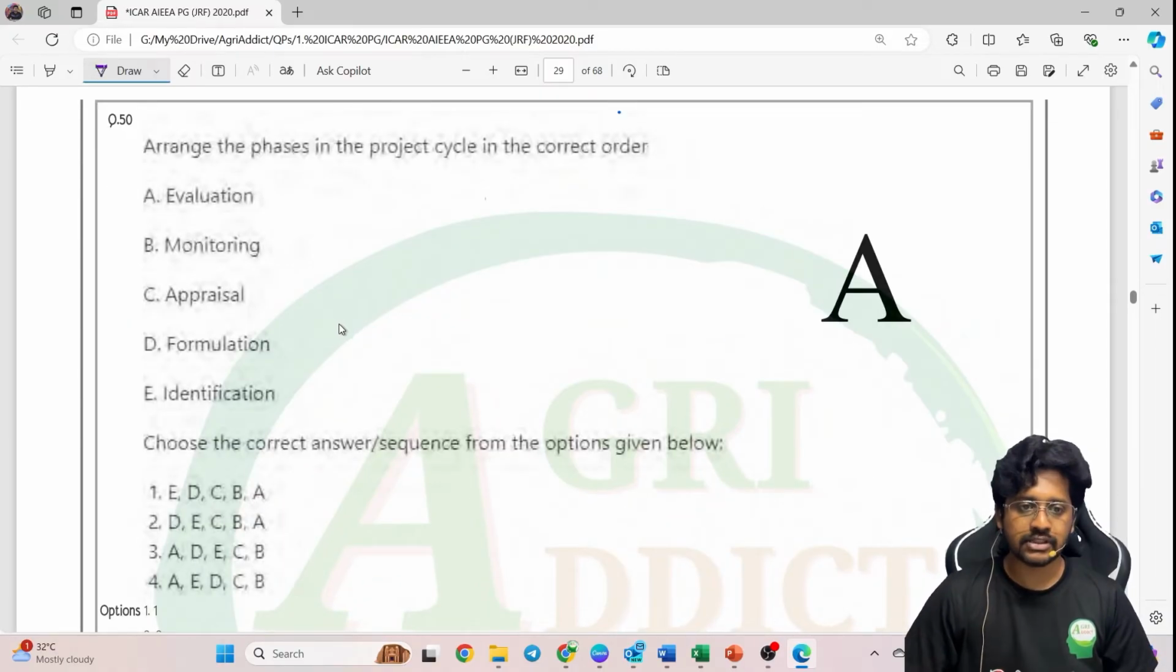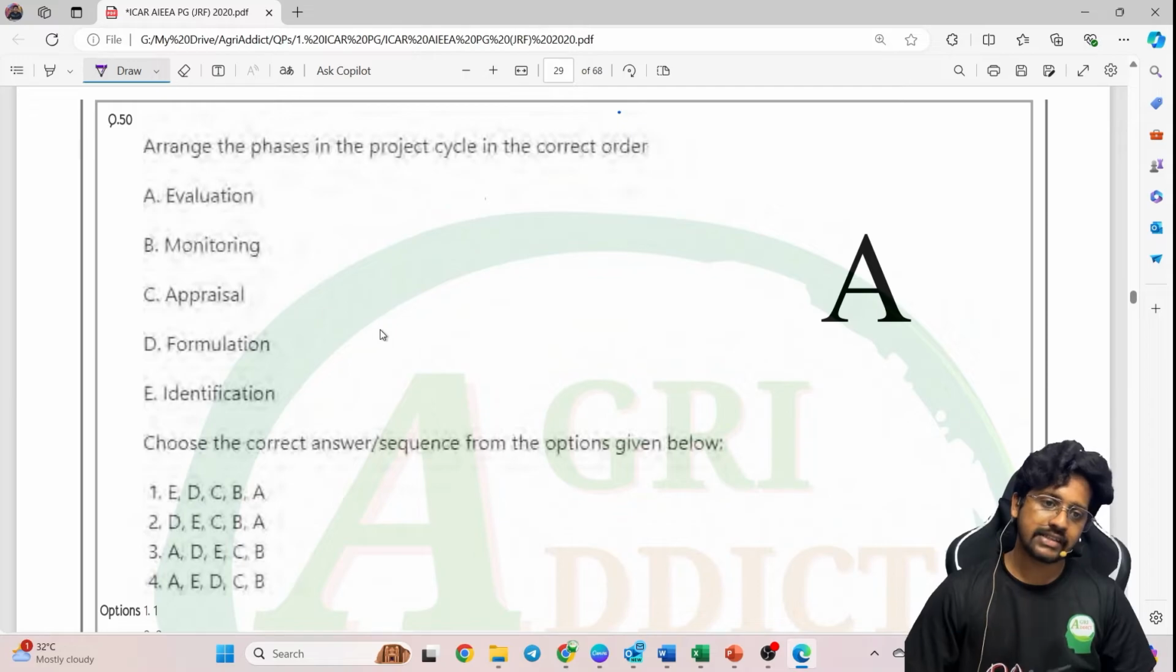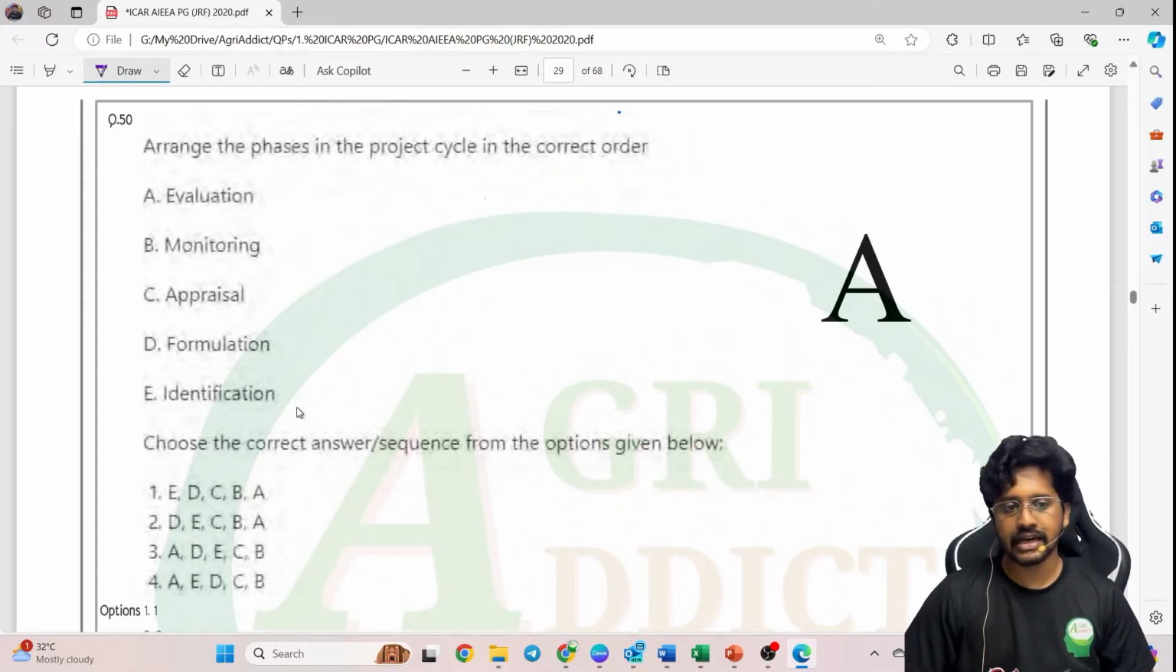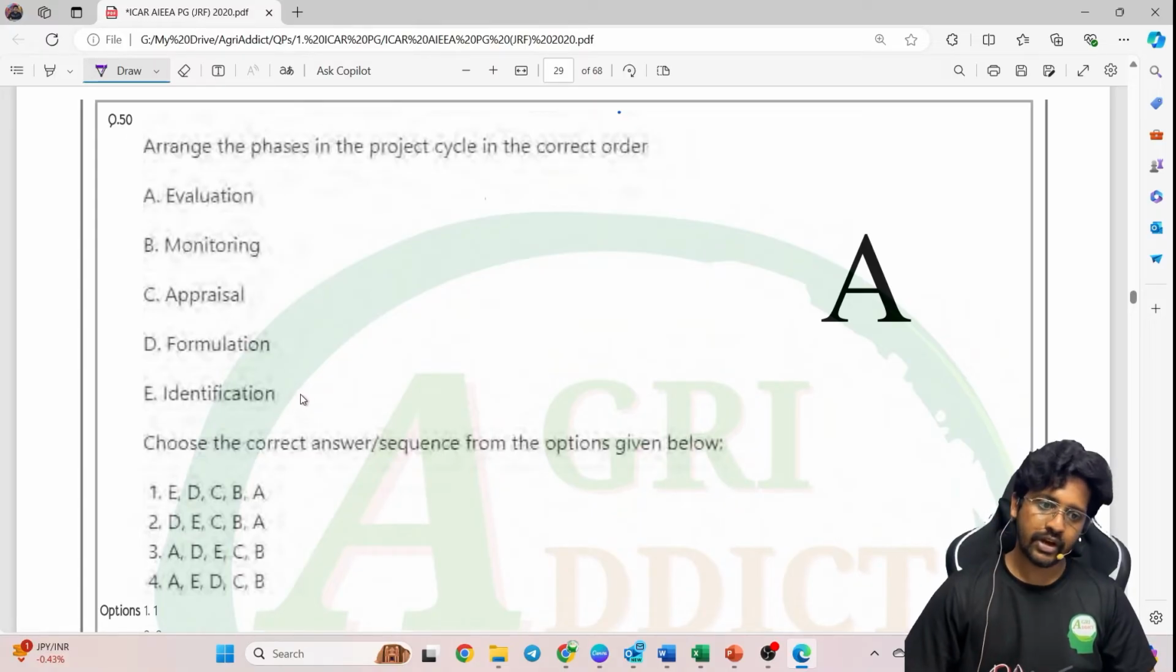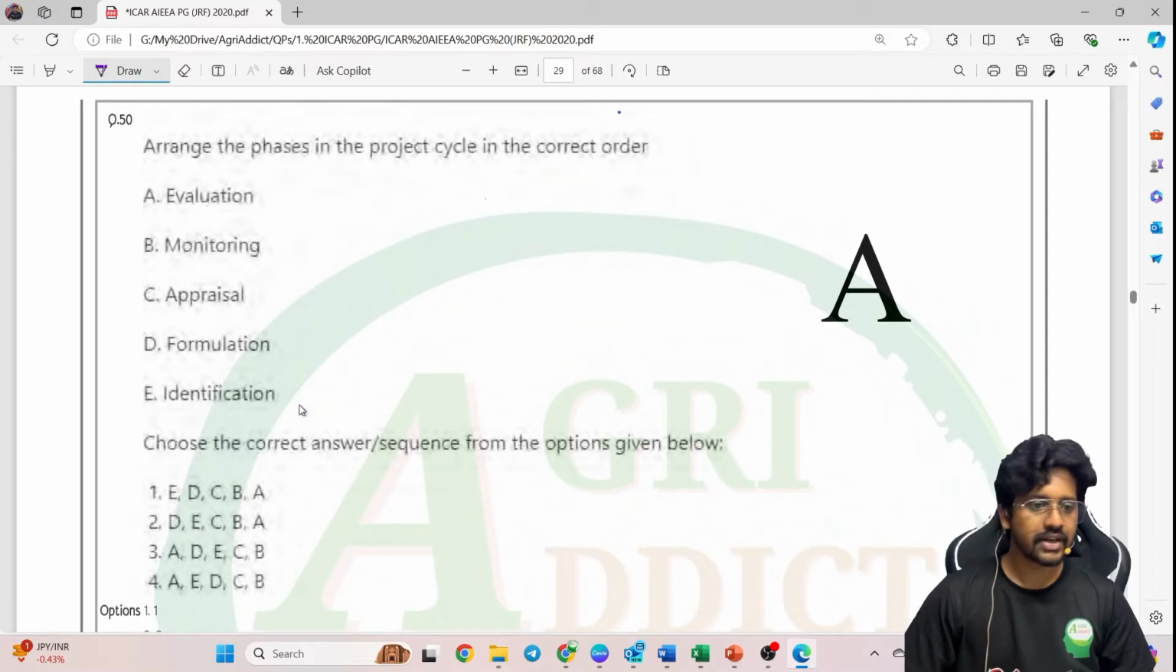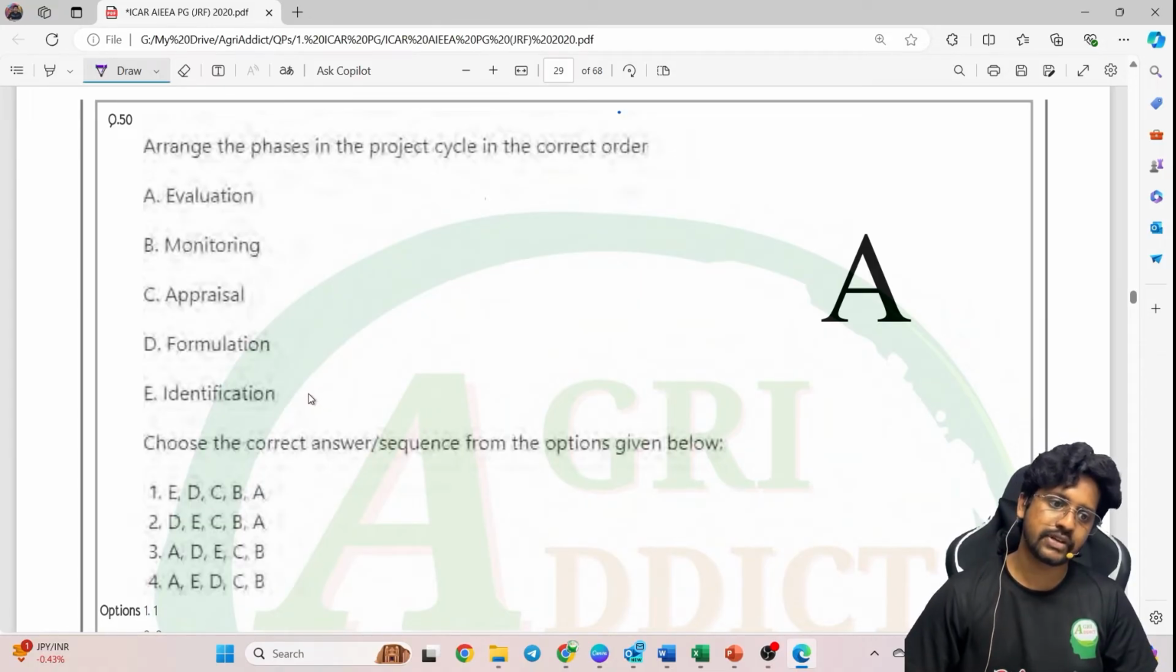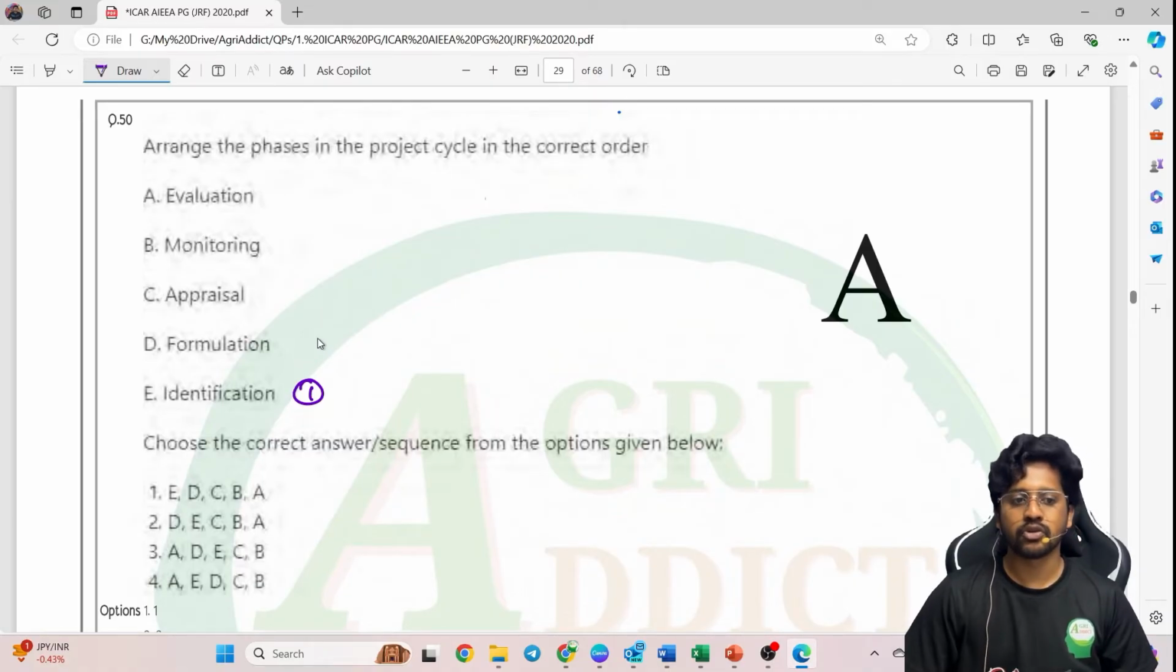Arrange the phases in the project cycle in the correct order. The phases of the project cycle have been given in the options in a jumbled order, so we have to put them in the correct sequence. The first phase of the project cycle is identification: identifying the scope, the requirements, the raw materials and their availability. All those things come under the first step. What about the second step? After that we have to formulate the plan, right? The second one is formulation, the third one is appraisal, and the fourth one is implementation.